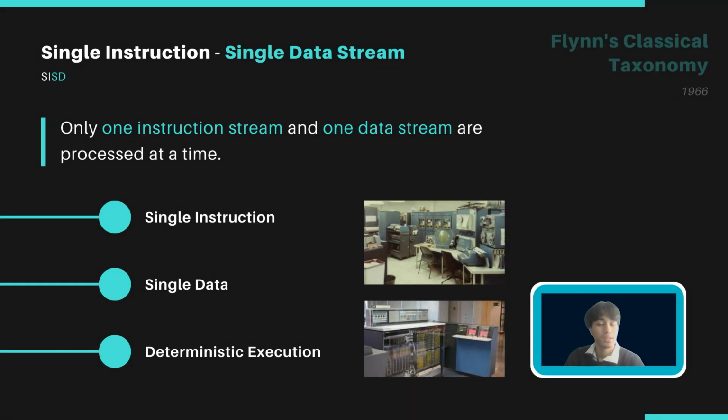The key characteristic of SISD is that only one instruction stream is executed per clock cycle. Only one data stream is used as input per clock cycle, and instructions are executed in a predetermined order, or deterministic execution. Great examples are older generation mainframes, minicomputers, workstations, and single processor or single core PCs, as shown in the image: UNIVAC 1 and IBM 360.